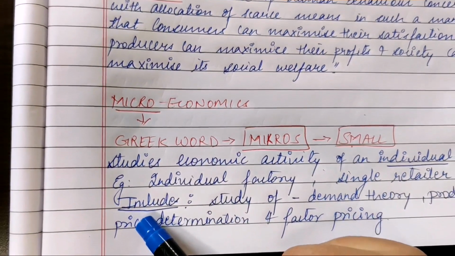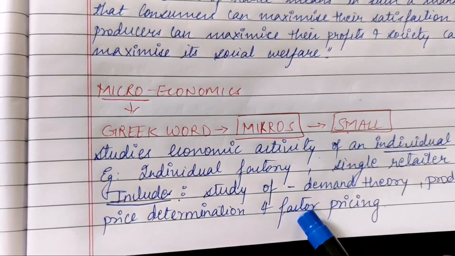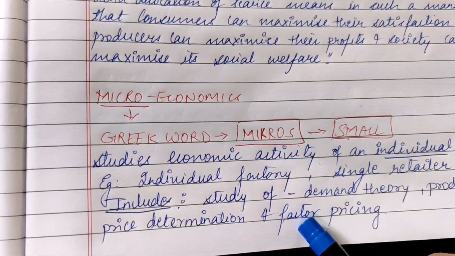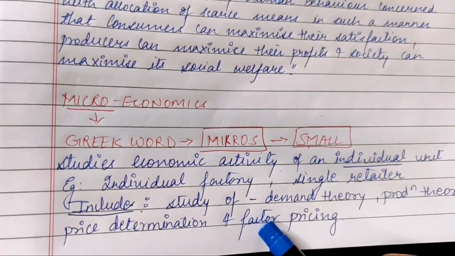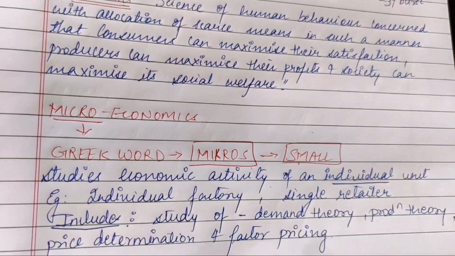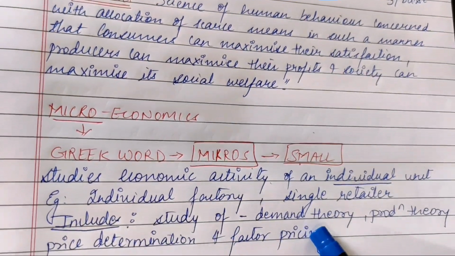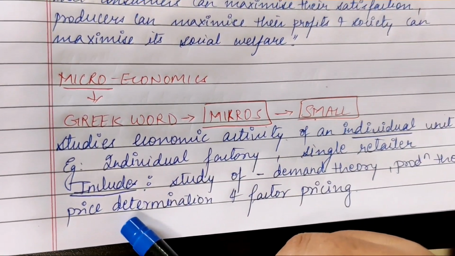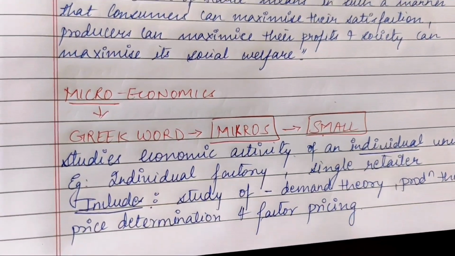The microeconomic includes study of demand theory. These are just the important terminologies which you will be referring to in the upcoming chapters, I can say. So, study of demand theory, production theory, price determination, and factor pricing.